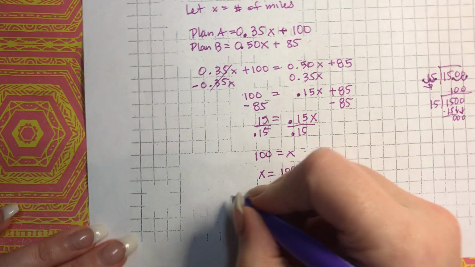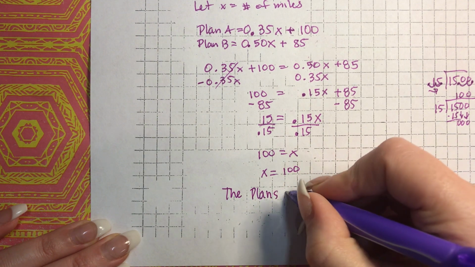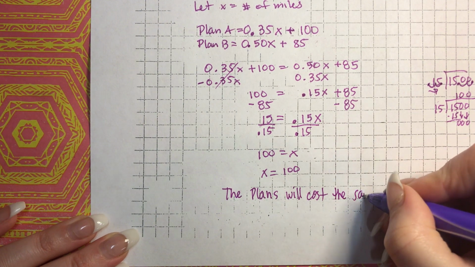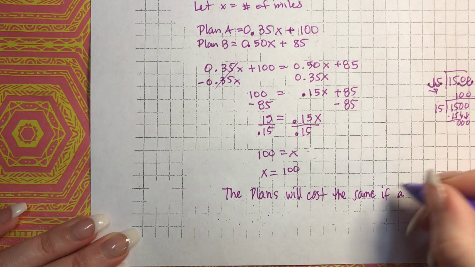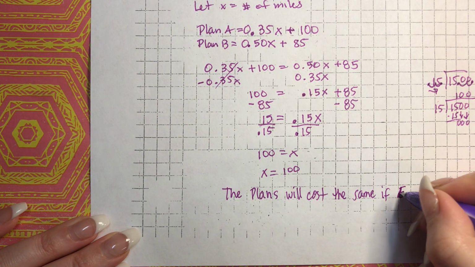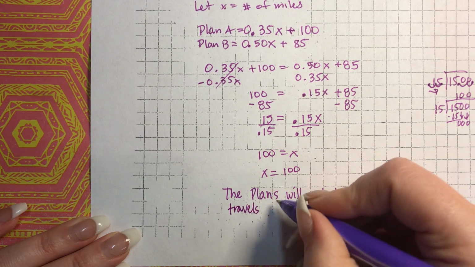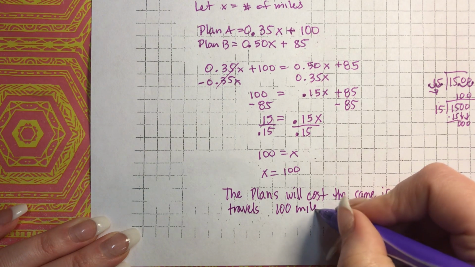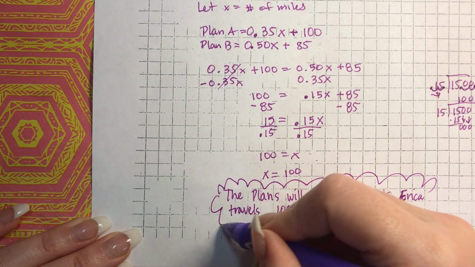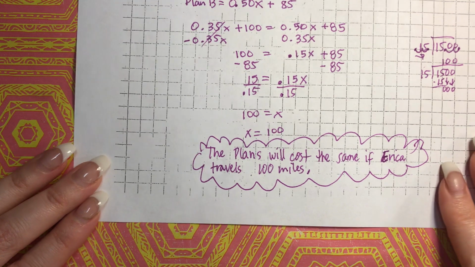So the plans will cost the same if, we'll say Erica, if Erica travels 100 miles. Whenever you're dealing with a story problem, you always want to try to write your answer in a complete sentence. Perfect, perfect.